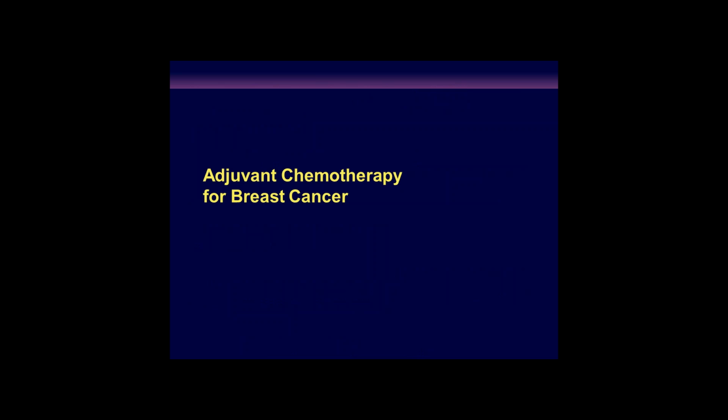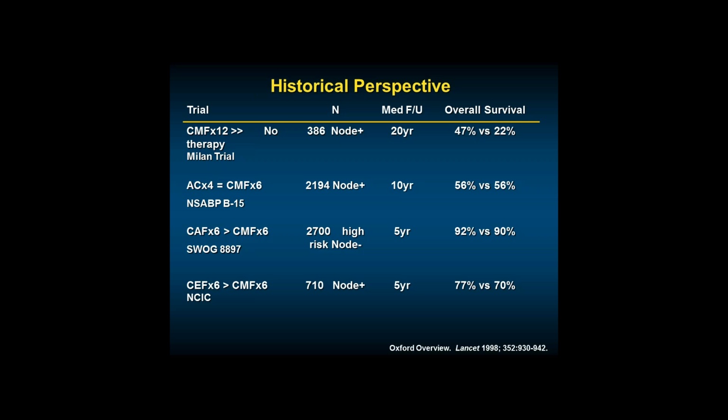Let's talk now about adjuvant chemotherapy for breast cancer. Adjuvant chemotherapy for breast cancer was developed in the 1970s, and the seminal trial compared a combination of CMF versus no chemotherapy in women who were node positive. And as you can see, in a 20-year follow-up of this data, there was an over doubling of survival by giving CMF chemotherapy to women.